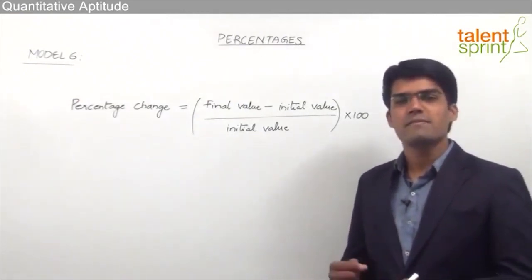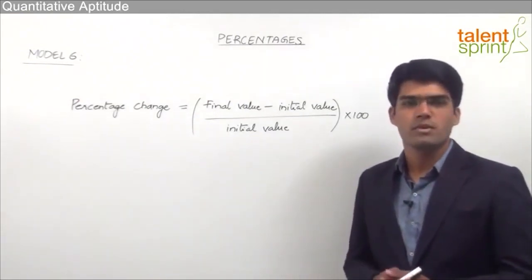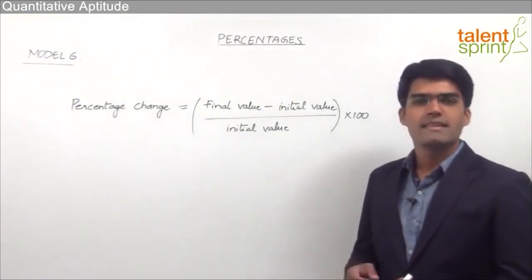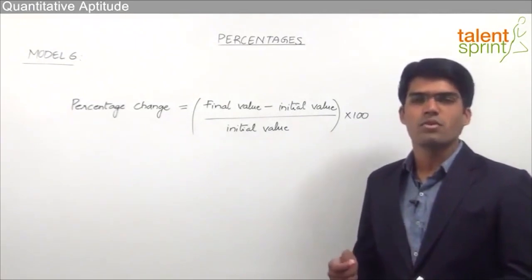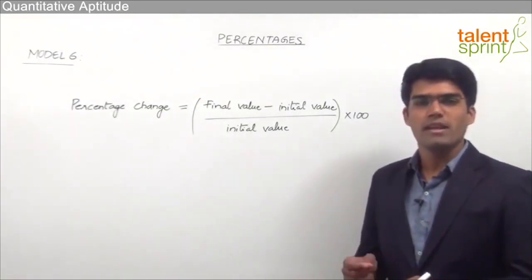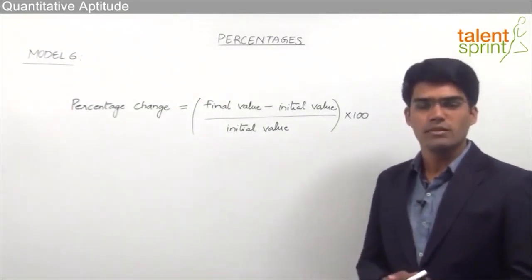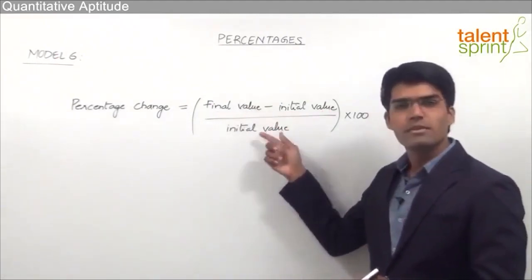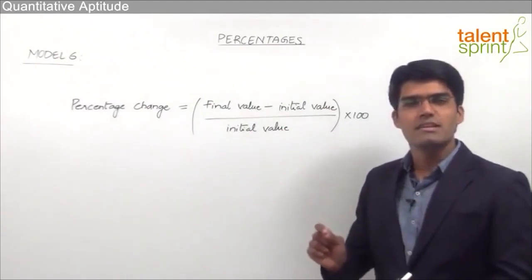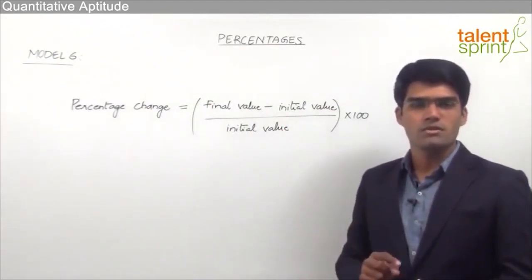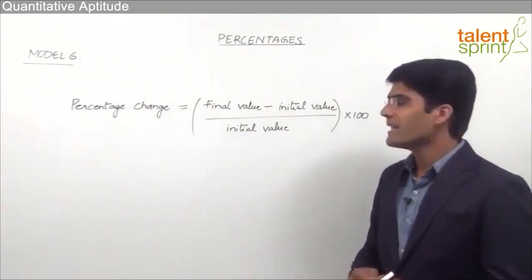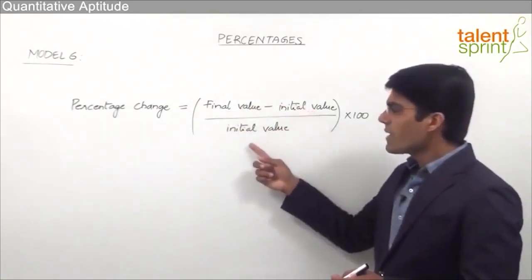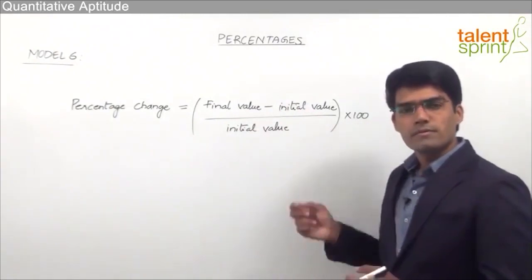Let's say that the sales of a company in 2 different years is given to us. For example, sales of a company in the year 2001 is X and the sales of the company in 2004 was Y. Then to find out the percentage change between these two values, the answer should be final value minus initial value by initial value into 100. So the percentage change in the sales of the company from 2001 to 2004 can be taken as the sales in 2004 minus sales in 2001 divided by sales in 2001 into 100.